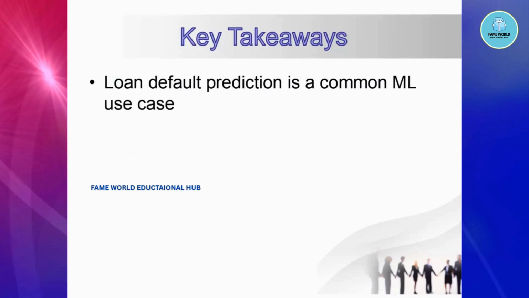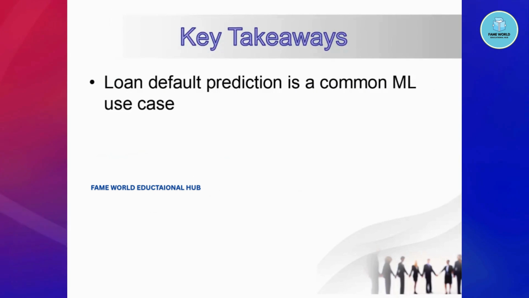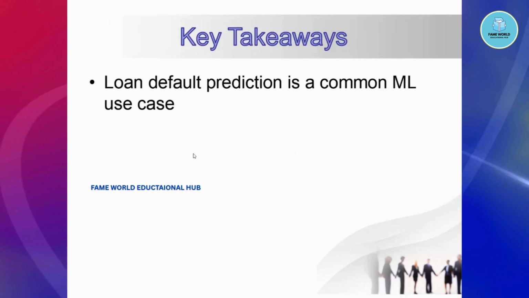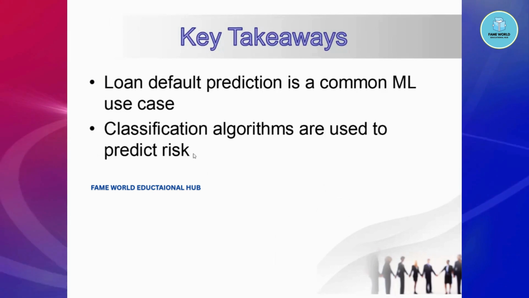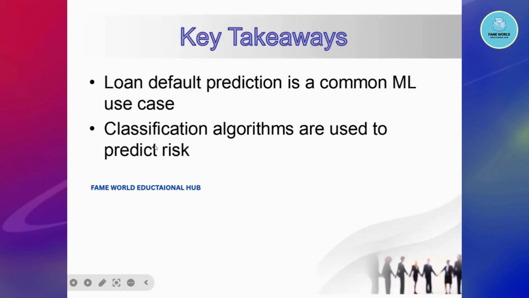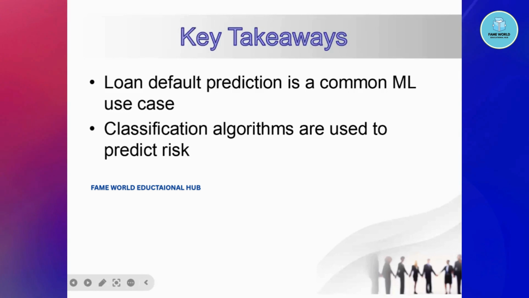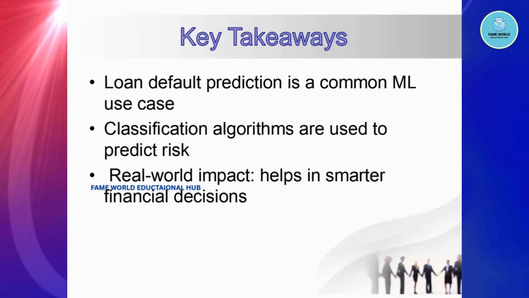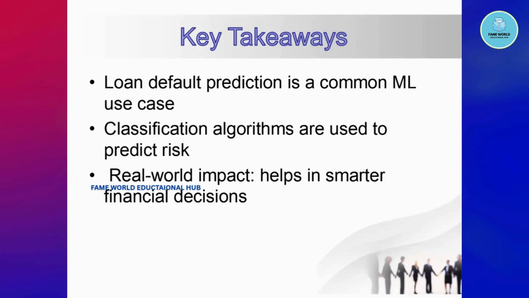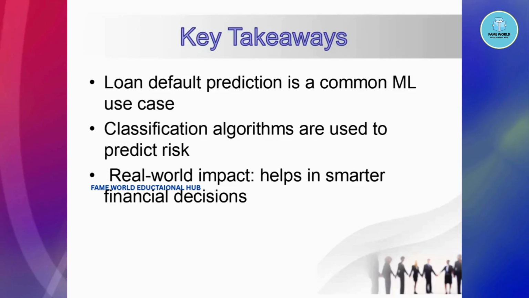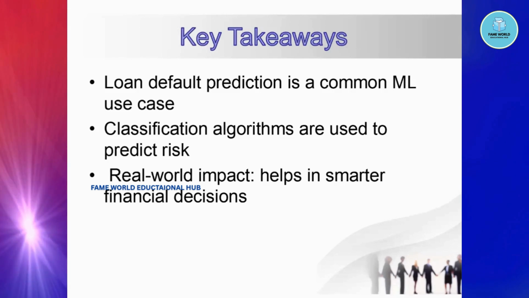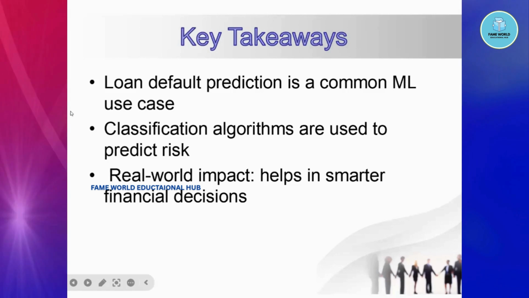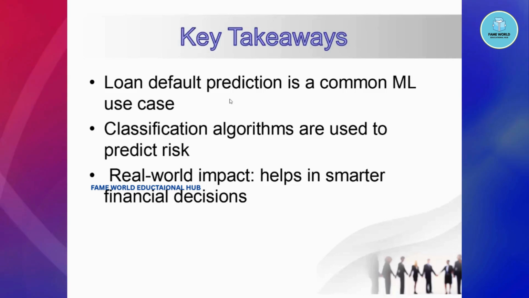Let's wrap up with a quick recap. Loan default prediction is one of the most practical and impactful machine learning use cases. It uses classification algorithms to predict whether a borrower will repay a loan or default. The success of the project depends on the quality of the data, the pre-processing steps, and choosing the right evaluation metrics. And most importantly, this project gives you a strong understanding of how machine learning intersects with finance, ethics, and real-world decision making.